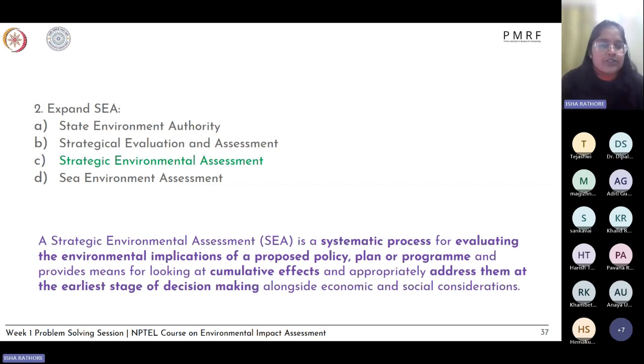So SEA, or Strategic Environmental Assessment, is a systematic process for evaluating the environmental implications of a proposed policy, plan, or program. It provides the means for looking at cumulative effects, like all the effects being considered together, and appropriately addressing them at the earliest stage of decision making alongside economic and social considerations. So you consider all the effects on environmental systems of a proposed policy, plan, or program together, and you address them at the earliest decision making stage. Okay, so that is SEA, Strategic Environmental Assessment.